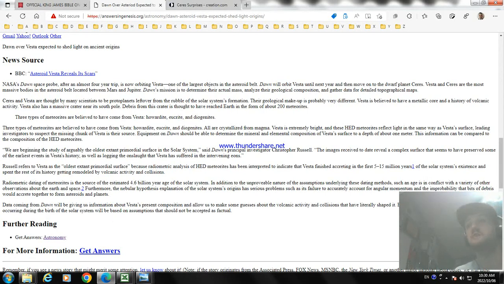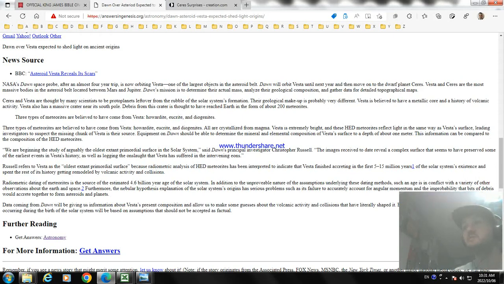Dawn will visit Vesta until next year, then move to the dwarf planet Ceres. Vesta and Ceres are the most massive bodies in the asteroid belt located between Mars and Jupiter. Dawn's mission is to determine actual mass, analyze the geological composition, and gather data for detailed geographical maps. Ceres and Vesta are thought by many scientists to be protoplanets left over from solar formation. The geological makeup of the protoplanets may be different.